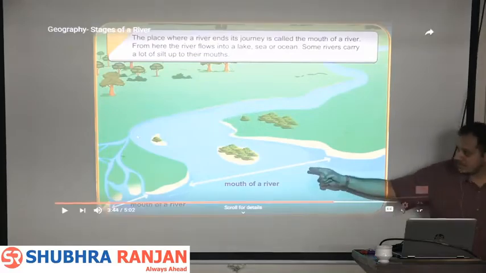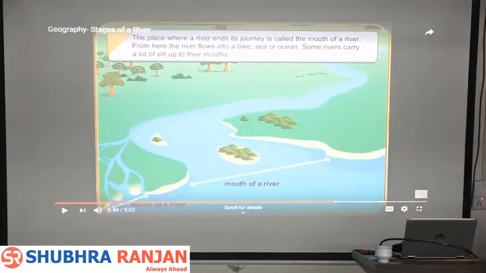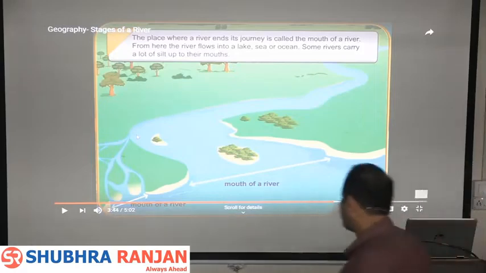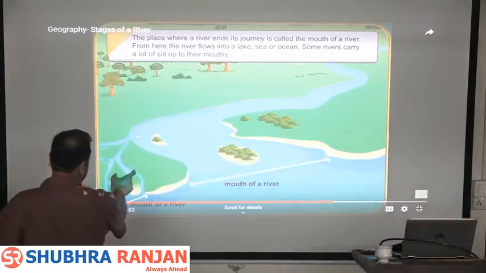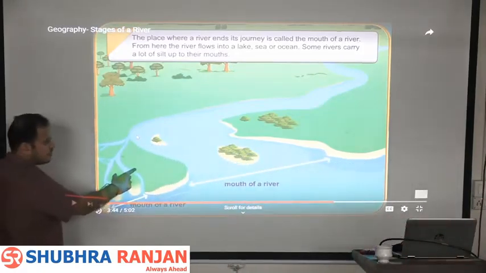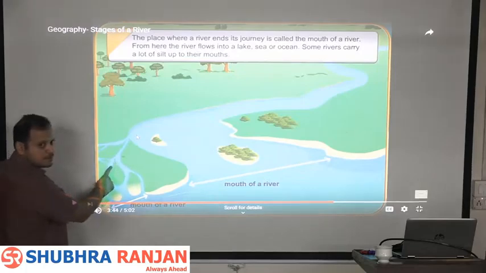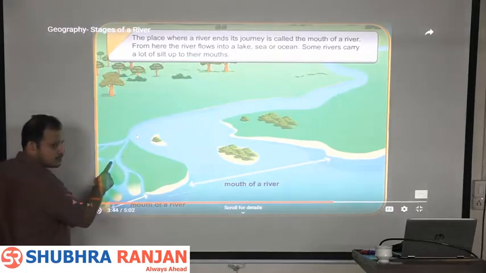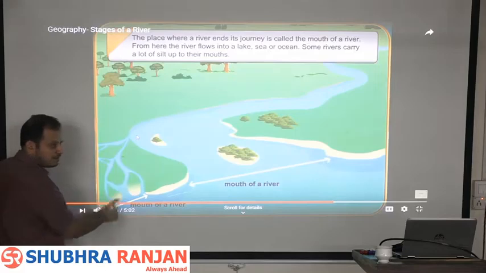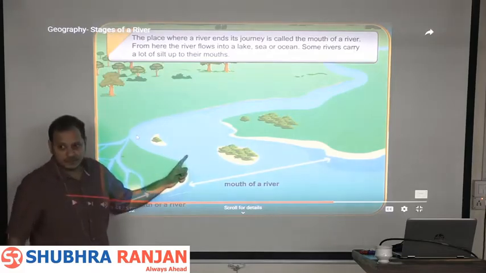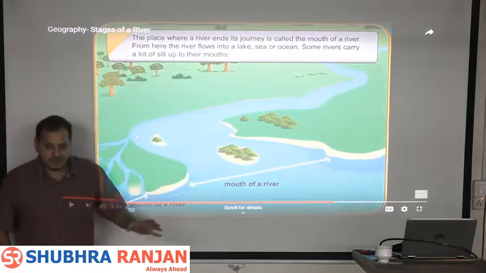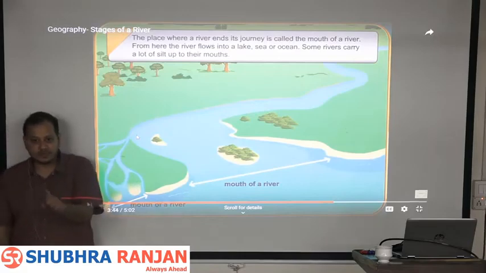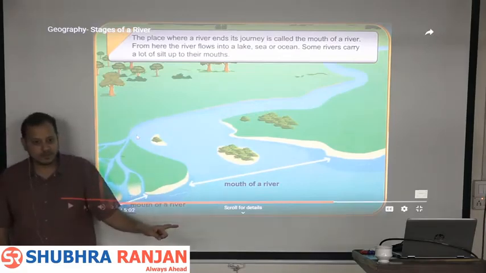What is the difference? In the first diagram here, you can see the river has broken into numerous smaller streams. We will call these distributaries. When the river breaks into numerous distributaries, it is a delta. If it does not break, it is an estuary. Remember, as of now, east flowing rivers form deltas, west flowing rivers form estuaries.